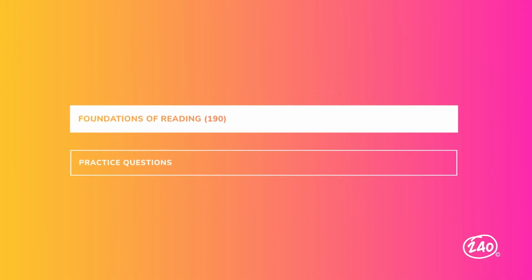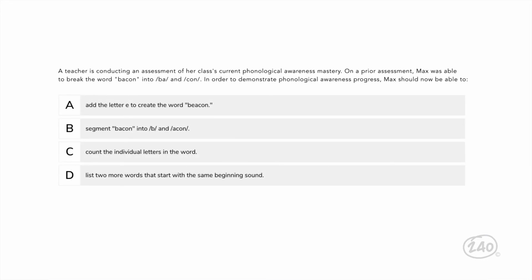Now for the questions. I already showed you a sample prompt for the constructed response questions, so let's look at some selected response questions starting with sub-area 1, Foundations of Reading Development. A teacher is conducting an assessment of her class's current phonological awareness mastery. On a prior assessment, Max was able to break down the word bacon into bay and kun.